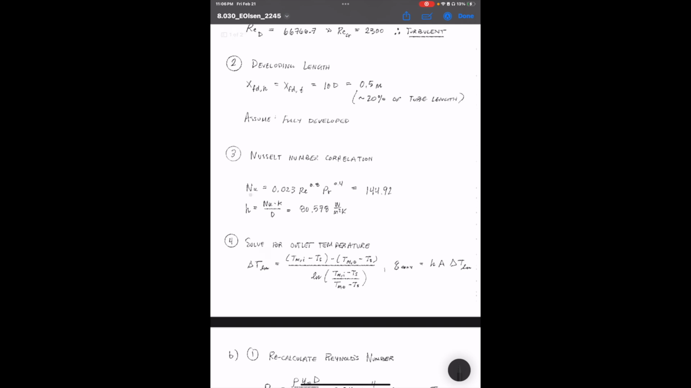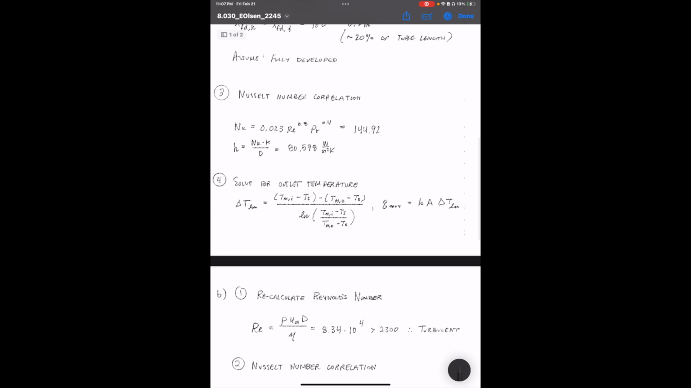And so that gives us a Nusselt number correlation here, which is 0.023 times our Reynolds number to the 0.8 power times our Prandtl number to the 0.4 power. If you evaluate that using our Prandtl number and the Reynolds number we calculated, we get 144.92. And we can plug that into our equation for our heat transfer coefficient, which turns out to be around 80.5 watts per meter squared Kelvin.